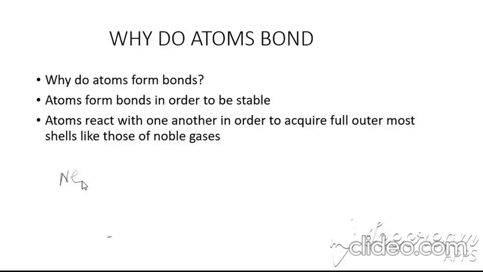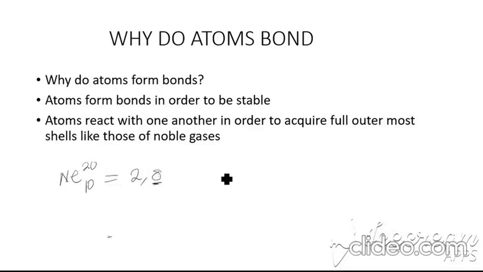neon. Neon has a mass number of 20 and an atomic number of 10. If we do the electronic configuration for neon, we find that the first shell has 2 electrons. The second shell should have how many electrons? 8. You subtract this from that, and we get 8 electrons. So there are 8 electrons.